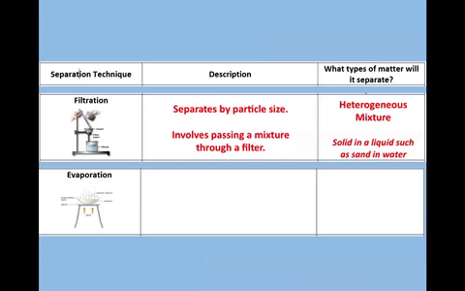This would work great for a heterogeneous mixture, so one where you have a solid that isn't dissolved, so it would have to be a solid, something that is insoluble in water, and we would be able to separate that from the liquid that it's in. So a very common example of this would be sand and water. If you pass a sand and water mixture through a filter, the sand particles are too big, so they'll stay in the filter, and the water particles are small enough and they can pass through.